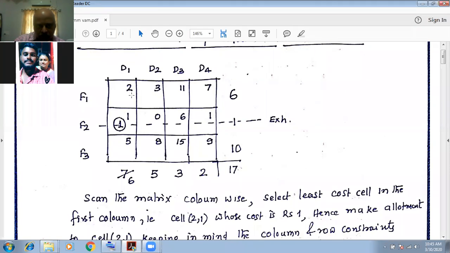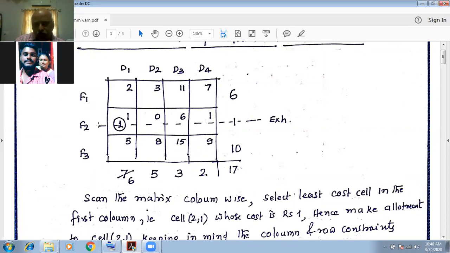In the first column, the transportation costs are 2, 1, and 5, out of which the least cost is 1. That belongs to cell number 21. 21 means it is a row index followed by the column index. That is the address of the cell. Second row, first column. That's the meaning of cell 21, whose cost is 1. Now you try to make an allotment to this cell. This cell means I have to give it from factory 2 to this showroom.